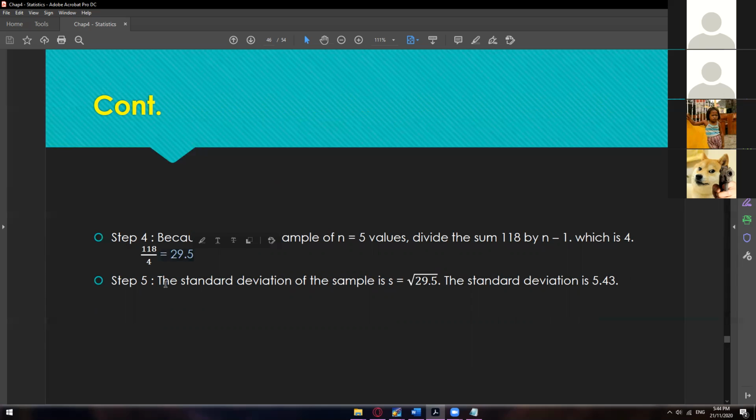And then step 5 is the square root of the result in step number 4. So the standard deviation of the sample is S equal to the square root of 29.5. So if you calculate this, the standard deviation is 5.43. All right. So yeah, that's it. That's how you get the standard deviation of a certain data. It could be from a population or from a sample.